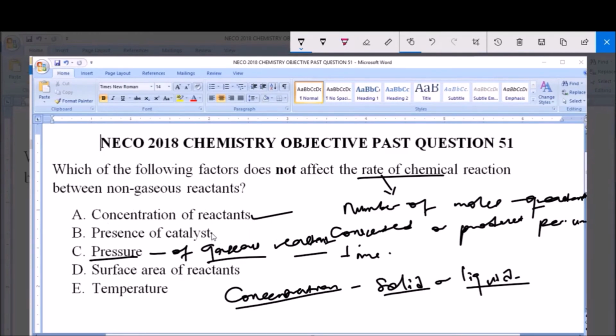Then presence of catalyst, like we know, affects the rate of chemical reaction. It increases the rate of reaction. Surface area of reactants also increases the rate of chemical reaction. That is, the larger the surface area, the higher the rate of reaction. And temperature too affects the rate of chemical reaction. The higher the temperature, the higher the rate of reaction. But for a non-gaseous reactant, pressure does not affect it. Pressure only affects gaseous reactants. So the answer to this question is option C, pressure.